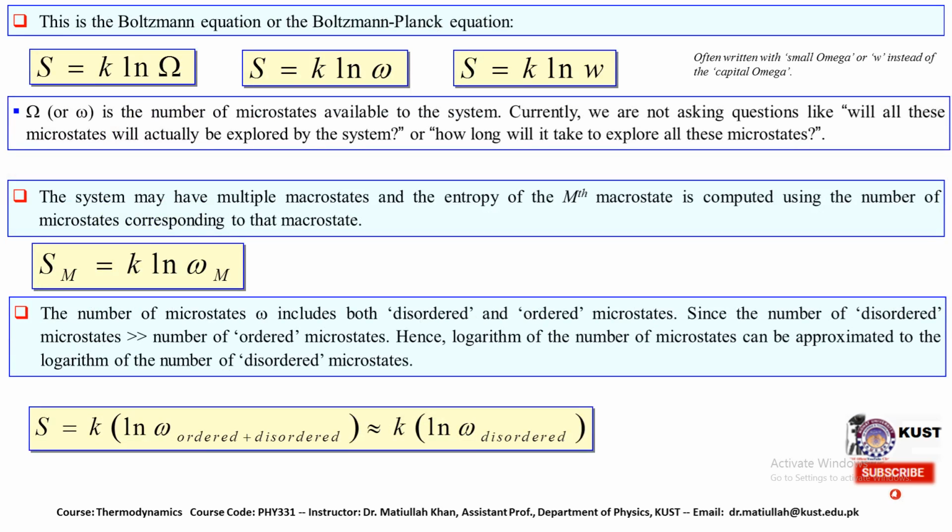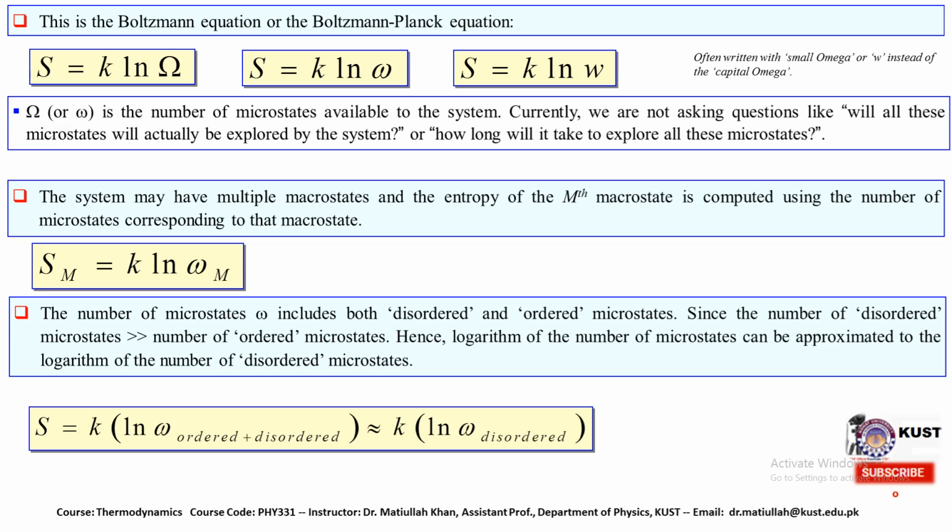Some different notation is used for the Boltzmann equation, or the Boltzmann-Planck equation. We often write omega, the capital omega, so S = k log Ω, or we can also write S = k ln ω, the same thing, where that is the small omega. Omega, capital or lowercase, is the number of microstates that are available to any particular system.